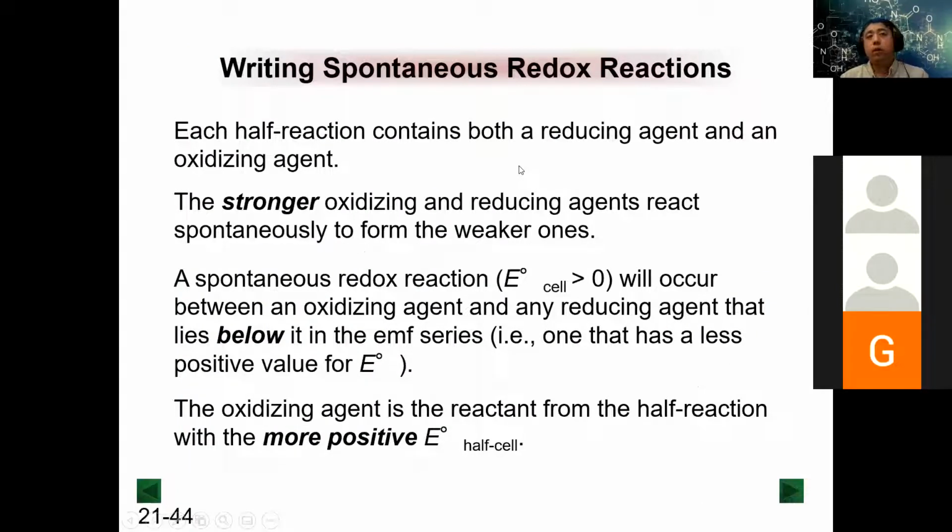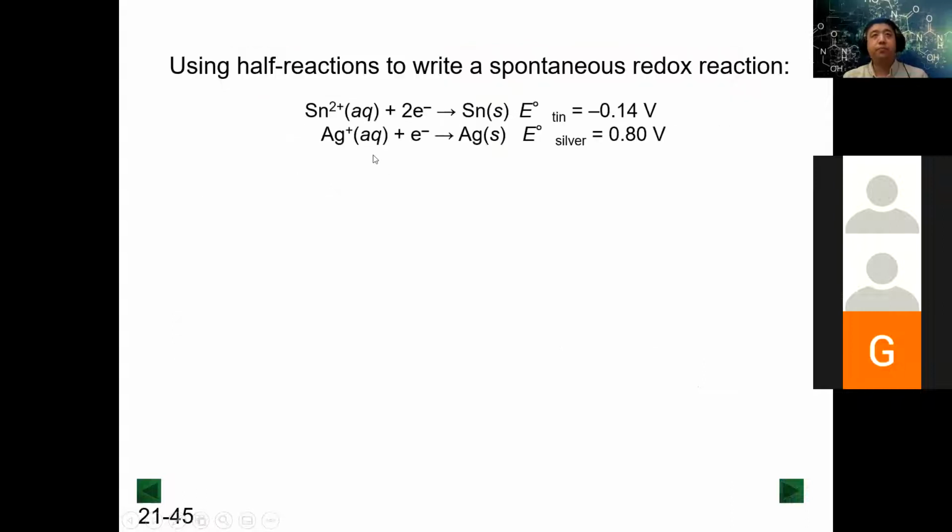So once again, when we're trying to figure out whether this is going to be a spontaneous reaction or not, we always go ahead and calculate our E cell. The standard reduction potential that has a higher number is the one that undergoes reduction, also known as your cathode. You don't need to know the details about this. It's pretty much the same thing that we just spoke about.